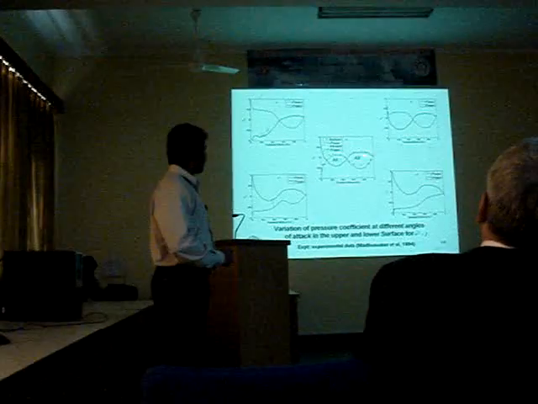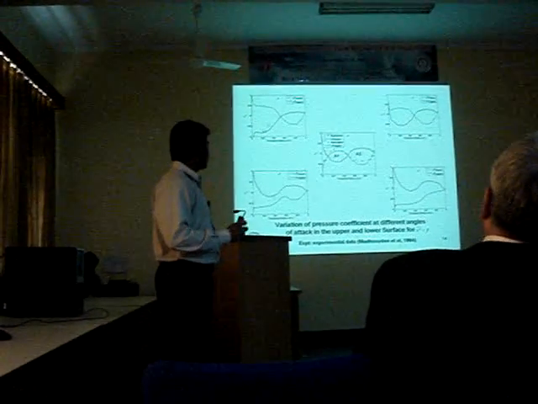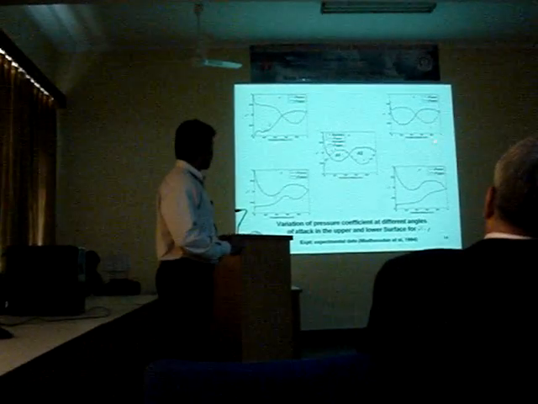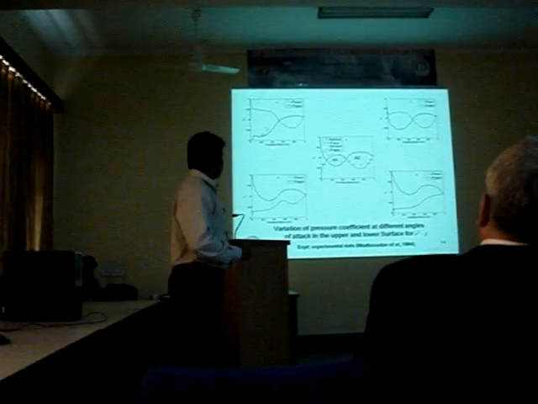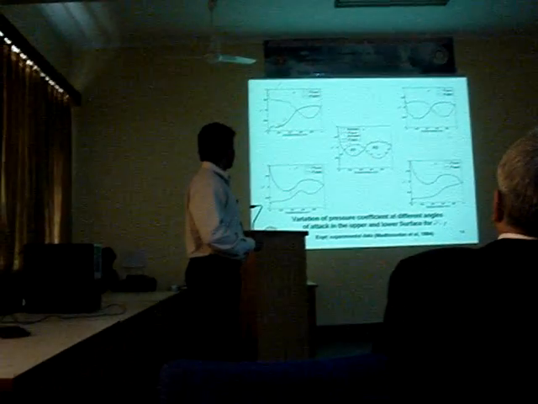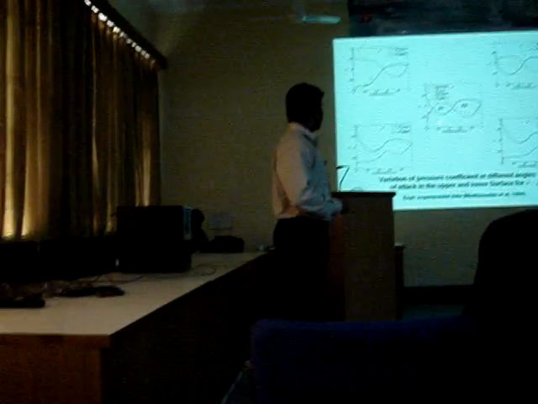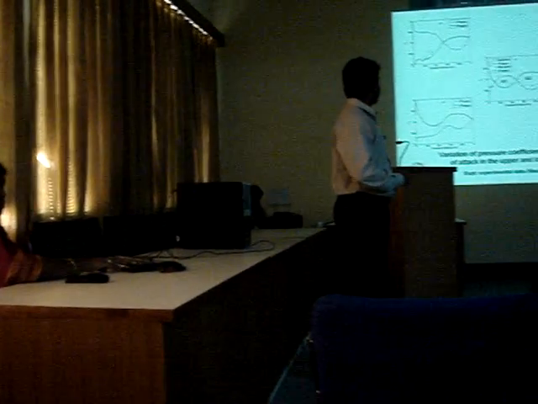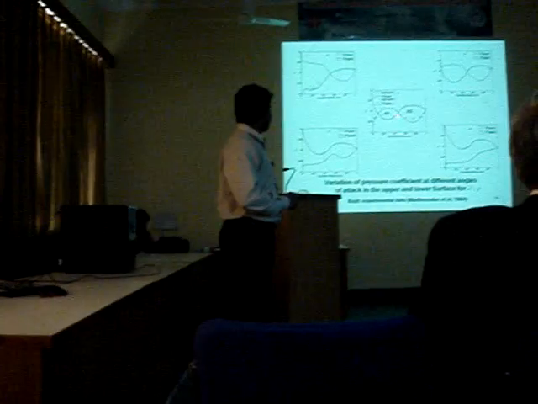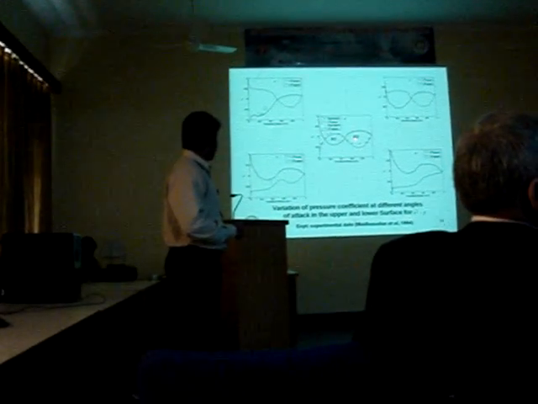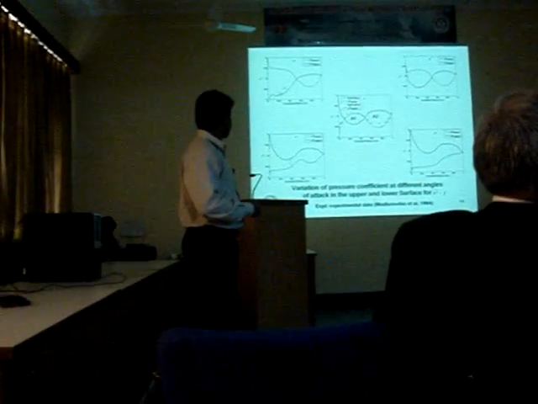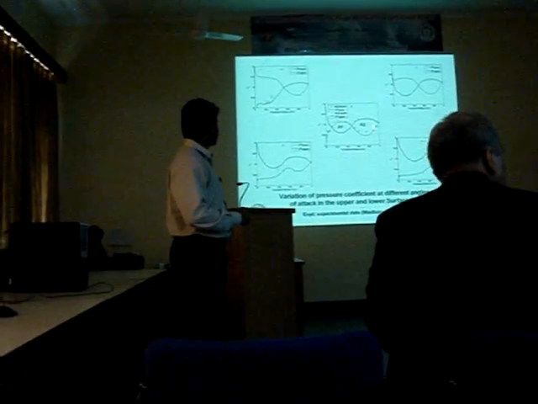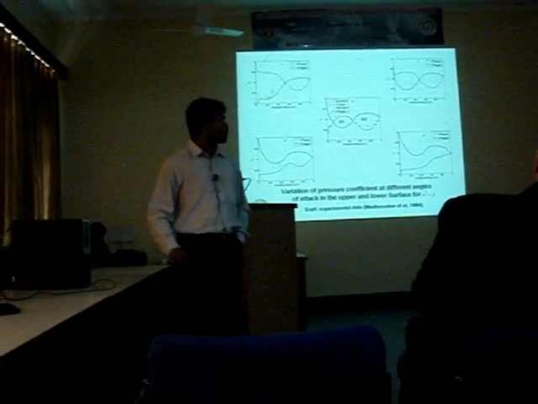At 0 degree angle of attack, A2 is more, so there is a small amount of lift at 0 degree angle of attack. As the angle of attack increases to 3 degree and 6 degree, A2 decreases. So at positive angle of attack, A1 increases, therefore positive lift will increase. And at negative angle of attack, you see that A2 increases and A1 vanishes. Even at minus 3 degree itself, A1 vanishes and A2 increases, which contributes to negative lift.